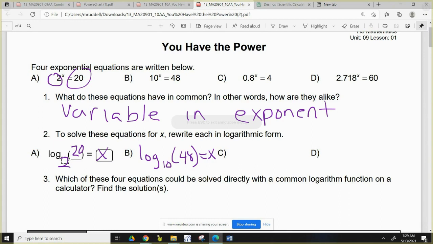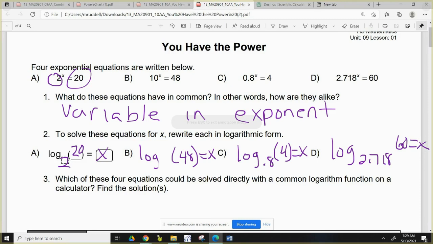Now, we normally would not see this 10 written because that's called a common logarithm. The base is understood to be 10. For part C, what's the base? The base is 0.8. The argument is 4. The exponent is x. The argument is just that number. This one, the base is 2.718, or e. The argument is 60, and the exponent is x.